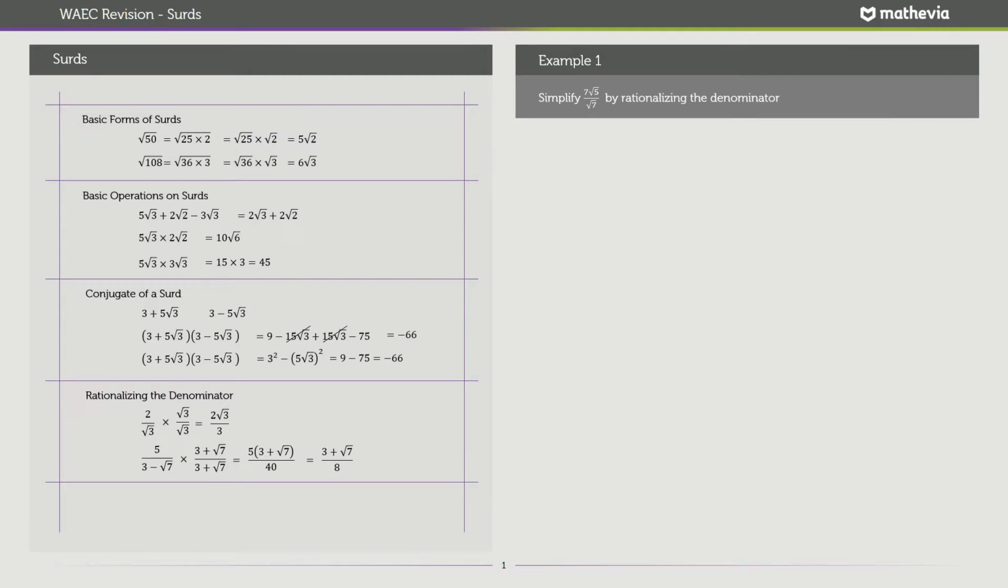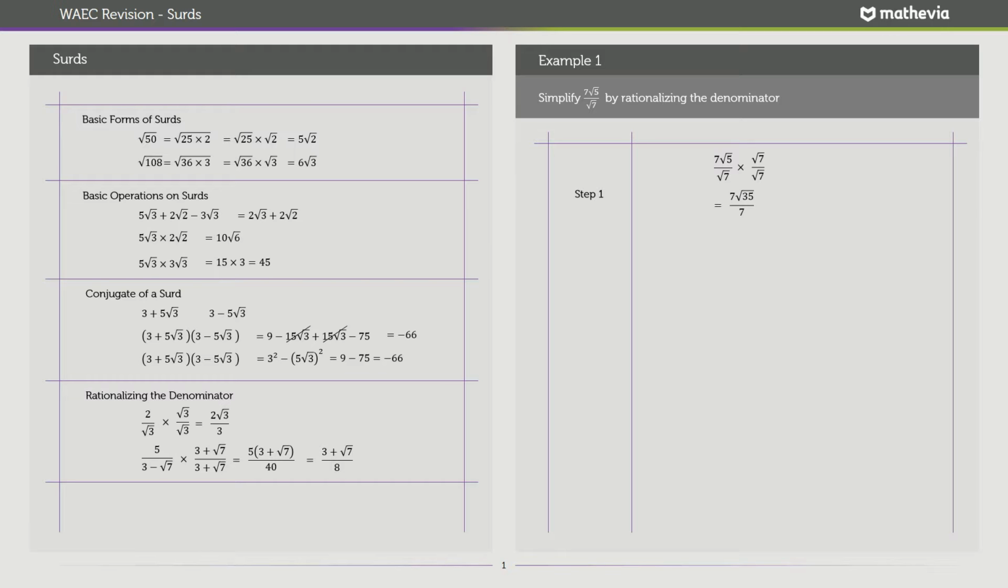So we have example 1. Example 1, simplify 7 root 5 over root 7 by rationalizing the denominator. This is quite simple. We're just going to take our denominator there. The denominator is root 7, and to rationalize this denominator, we're just going to multiply the numerator and the denominator by root 7. And what we have is 7 root 5 times root 7.